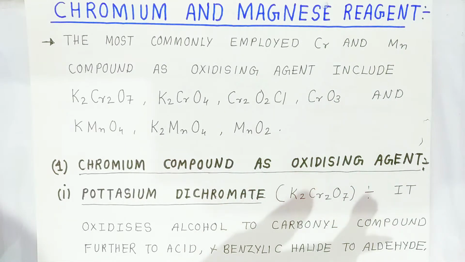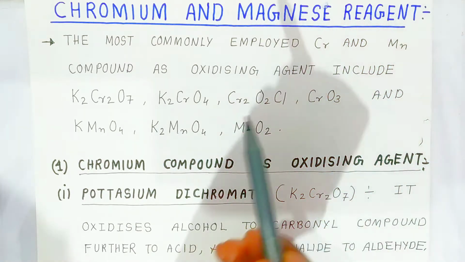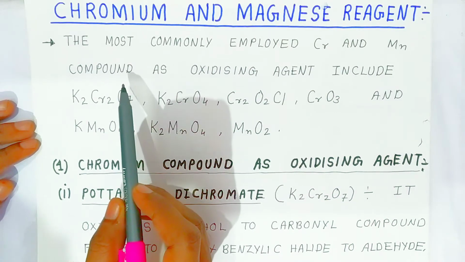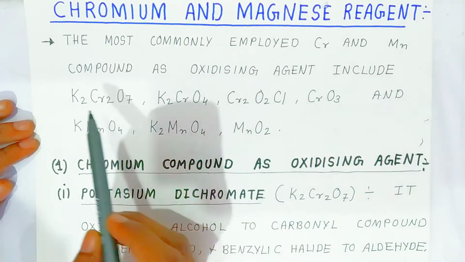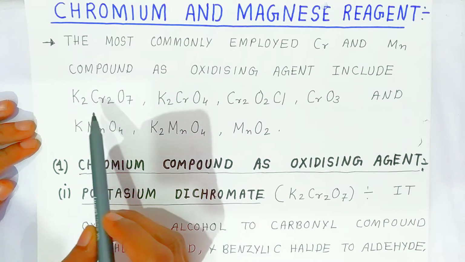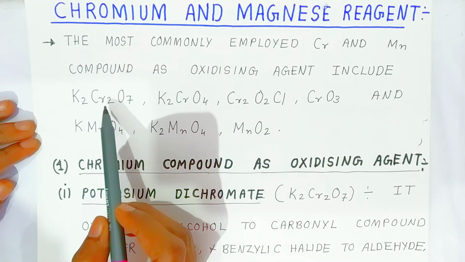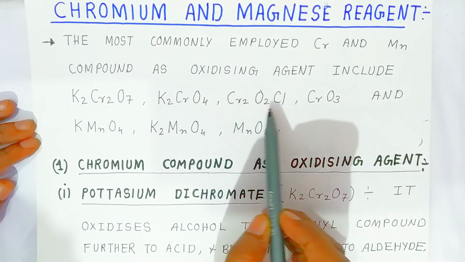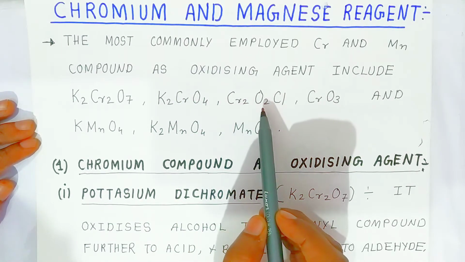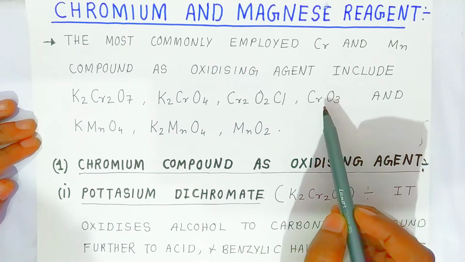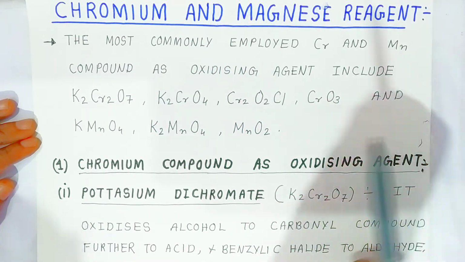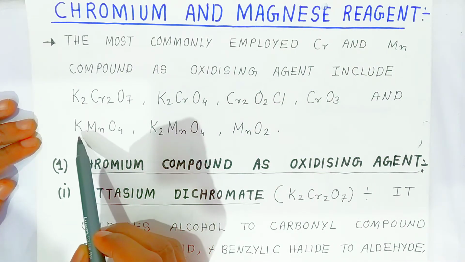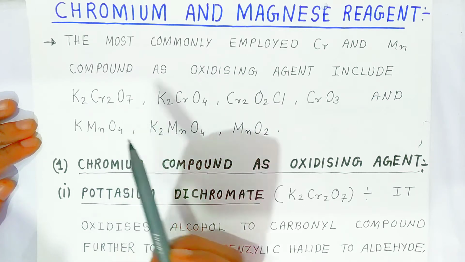Today students we are going to see the chromium and manganese reagents as oxidizing reagents. The most commonly employed chromium and manganese compounds as oxidizing agents include K2Cr2O7, called potassium dichromate because two chromium atoms are there. K2CrO4 is potassium chromate, this is chromyl chloride, that is CrO2Cl2. This is chromic acid students, CrO3, and the manganese reagent students, first one is called potassium permanganate, KMnO4.